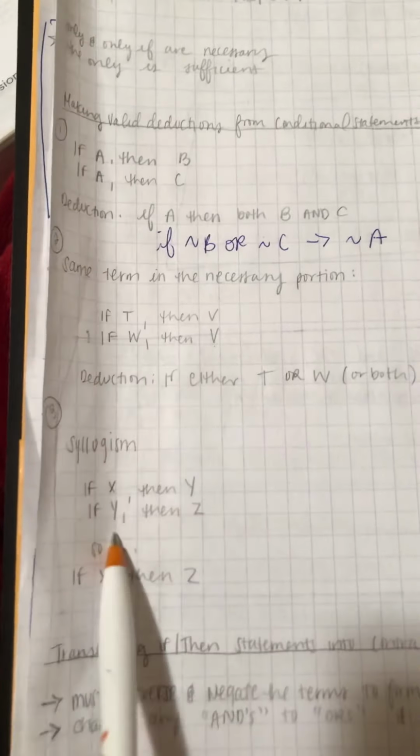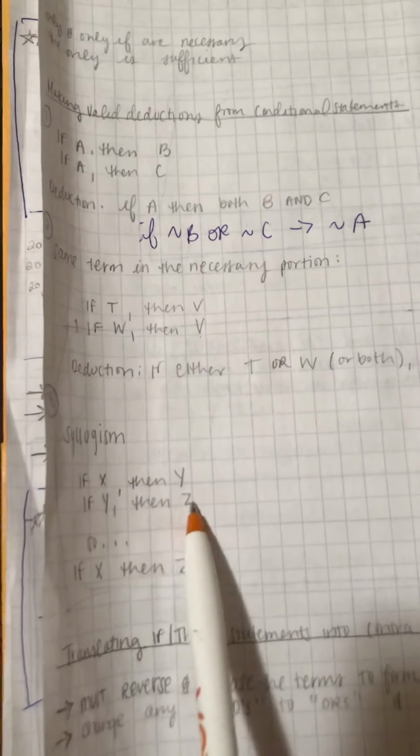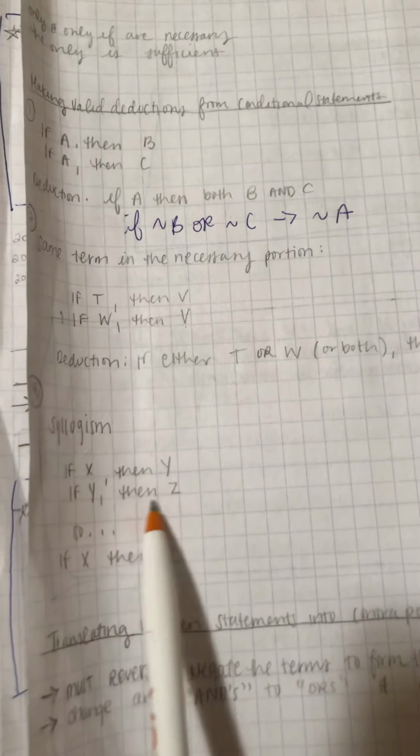Okay, syllogism. If X, then Y. You already know that. If Y, then Z. So if X, then Z. You get that, I'm sure.